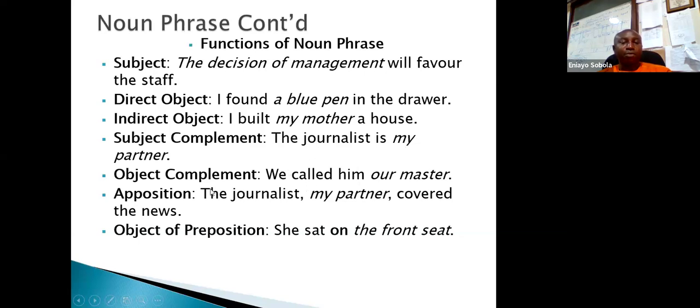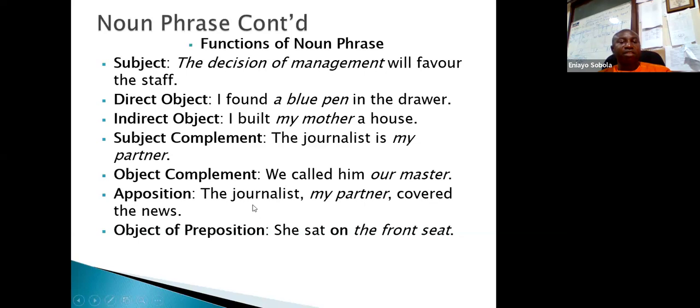A noun phrase can also function as apposition. You know, apposition is when a particular element stands beside another, in which both of them refer to the same entity. The journalist, my partner, covered the news. My partner here is phrased in apposition to the journalist. So a noun phrase can function as apposition.